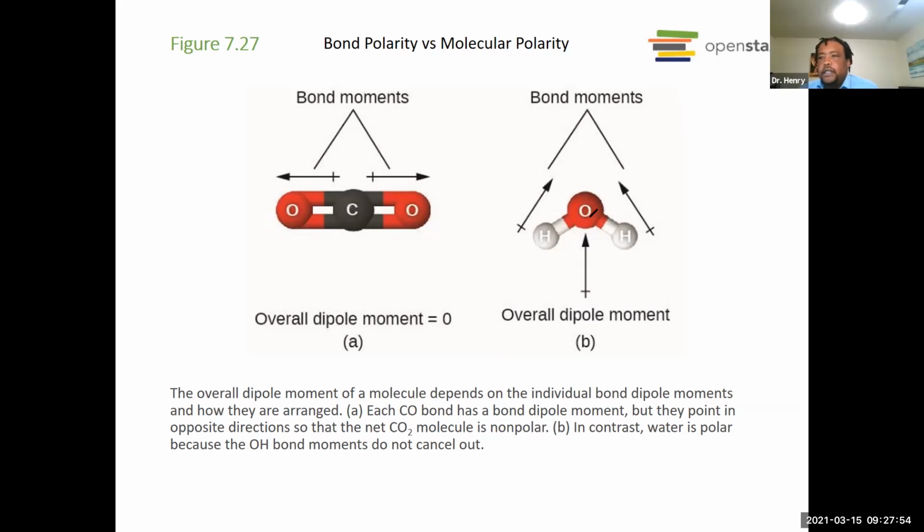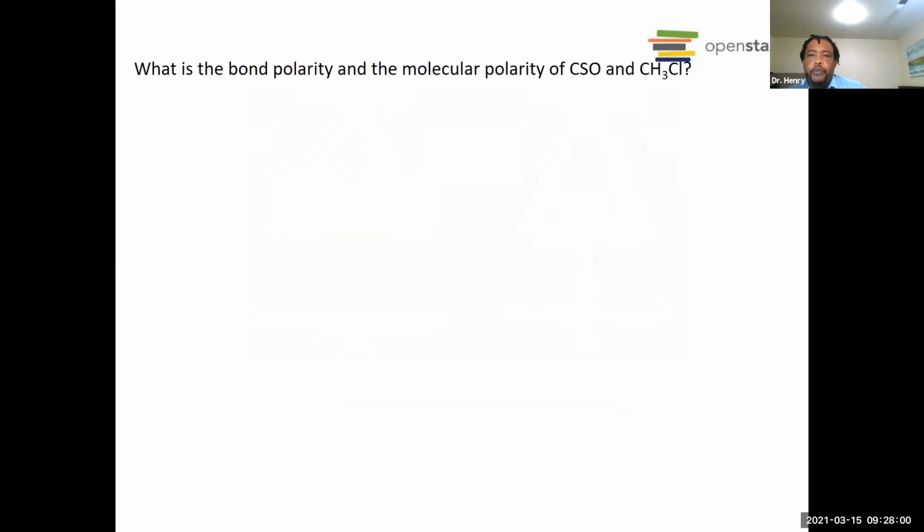Okay. Questions, concerns, Cash? Okay. So if we do polarity, let's say we'll do bond polarity for CSO, and then we'll do bond polarity for CH3Cl. For CSO, let's draw the Lewis dot structure for this guy.